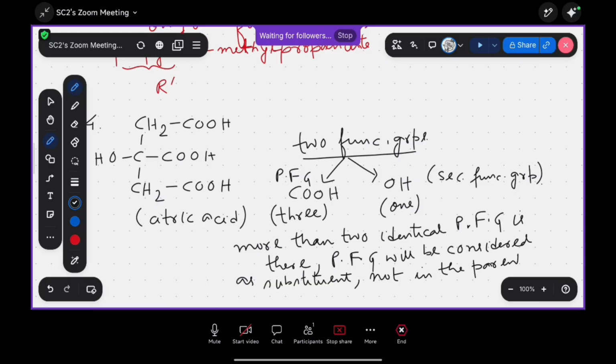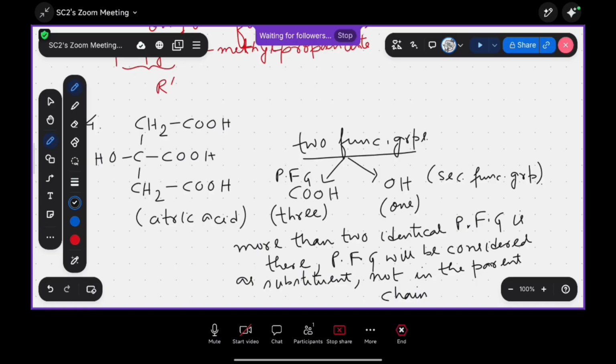Not a part of the parent chain. So what do you do? Let's start the numbering. Don't include any of the 3. There are 3 carboxylic acid groups. All of them will be a part of the substituent or the side chain. OH is already a side chain. It is secondary. Secondary functional groups are always considered as side chain or substituent.